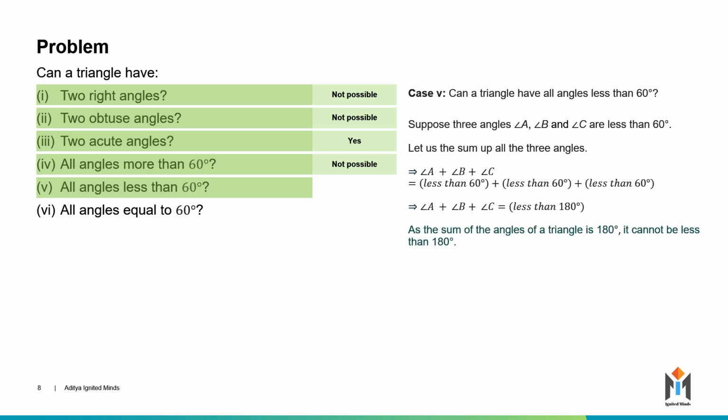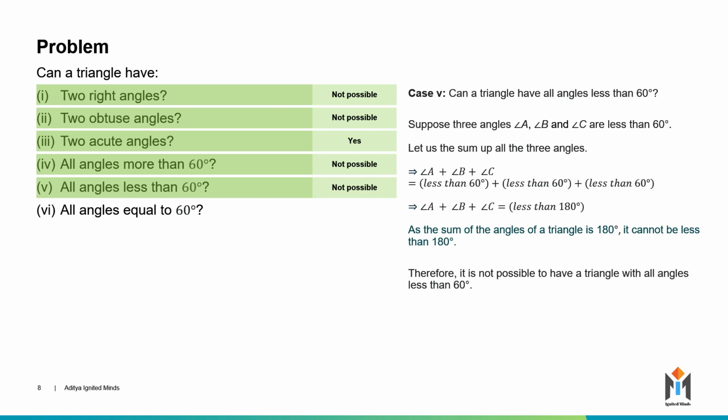So going with the angle sum property of the triangle, according to which the sum of all the angles should be exactly equal to 180, it cannot be less than 180. Since the sum of the angles in this case is less than 180, the triangle is not valid in this case. So we cannot have a triangle with all the angles less than 60. Hope you are following this.